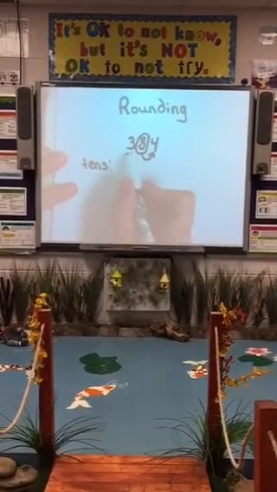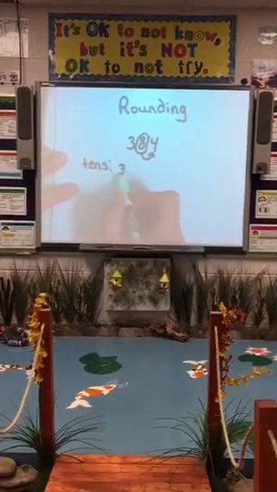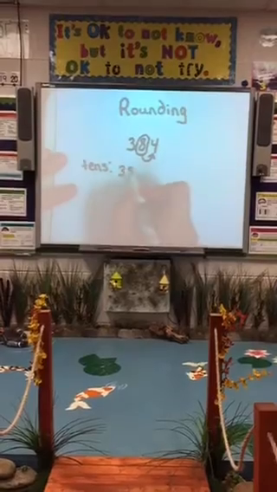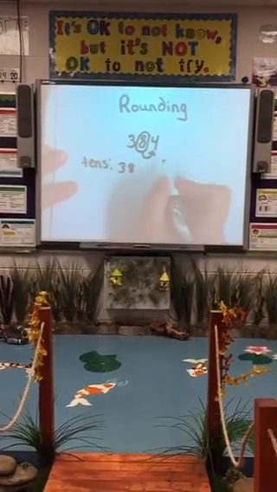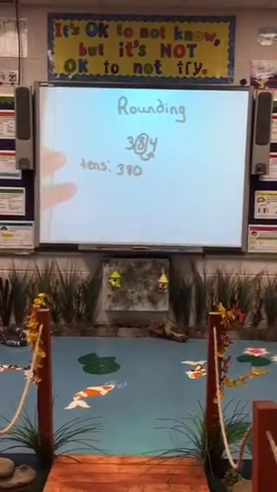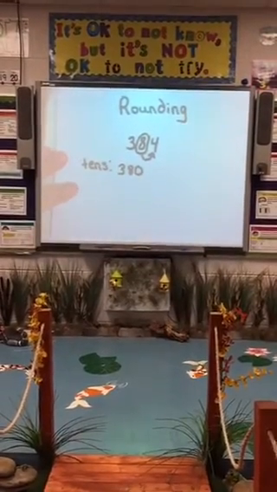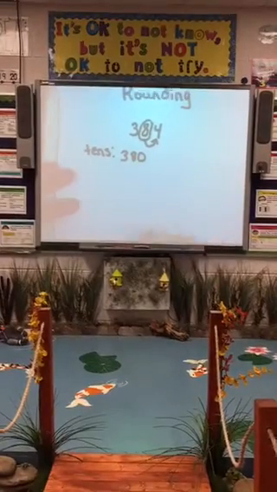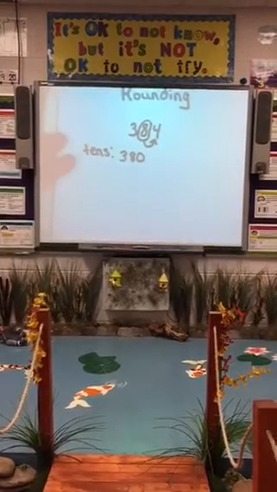I keep the numbers before the circle, so a 3. I'm rounding down, so the 8 stays the same. And anything after the circled number with a whole number becomes a 0. So rounding 384 to the nearest tens is 380. If I wanted to show that on a number line, this gives a great visual.